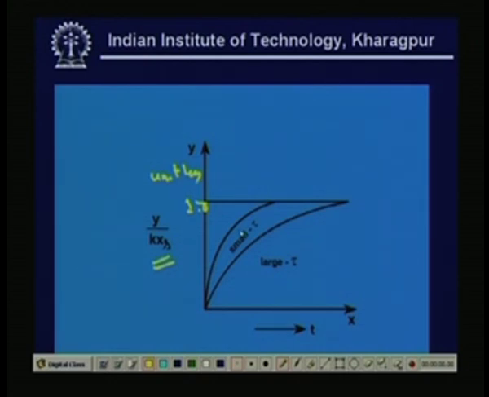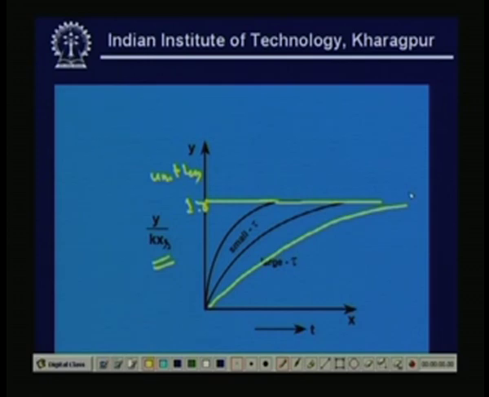As you can see, as I increase the value of tau, it takes longer and longer to reach the final steady state. This is our final steady state value. So as I increase tau, I get more and more time. If I increase tau still further, it will go like this.